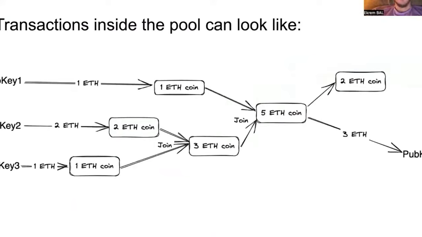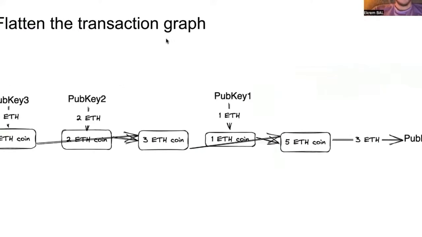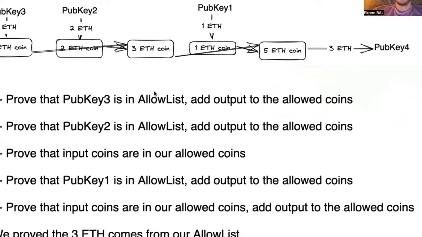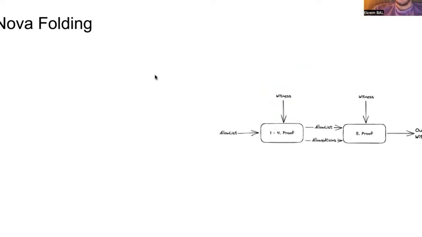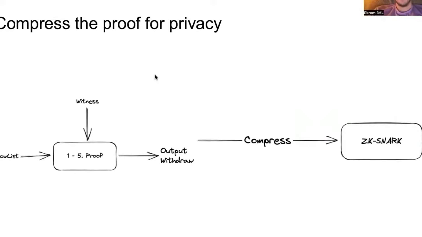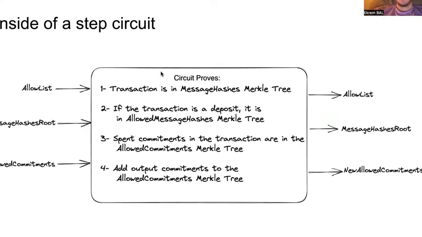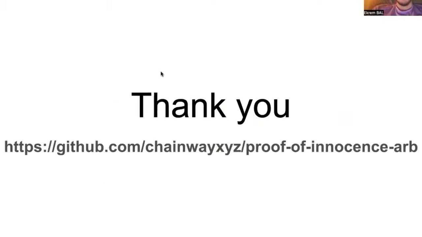To make proof of innocence in these kind of privacy protocols, we first flatten the transactions, and for every step, we prove that step is in our allow list. Proofs look like this at first, but with no floating scheme, we can recursively fold every step, and at the end, we have a single zero knowledge proof. Inside of the step circuit looks like this.